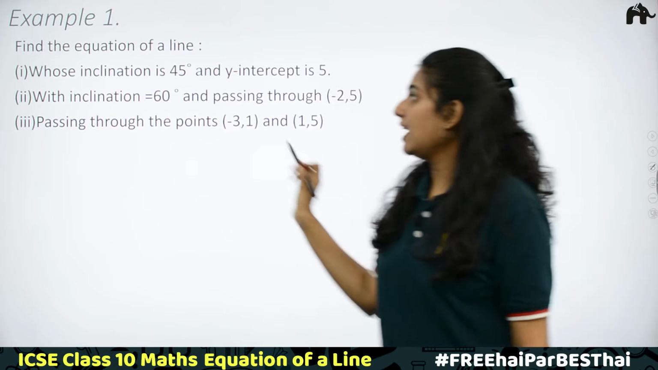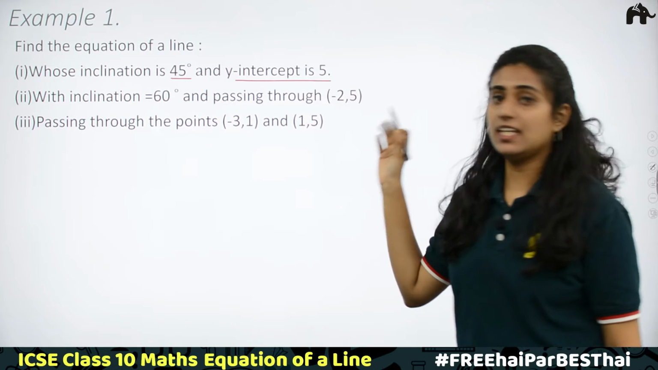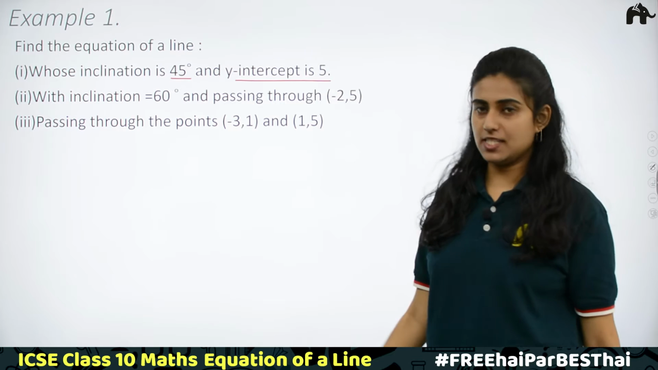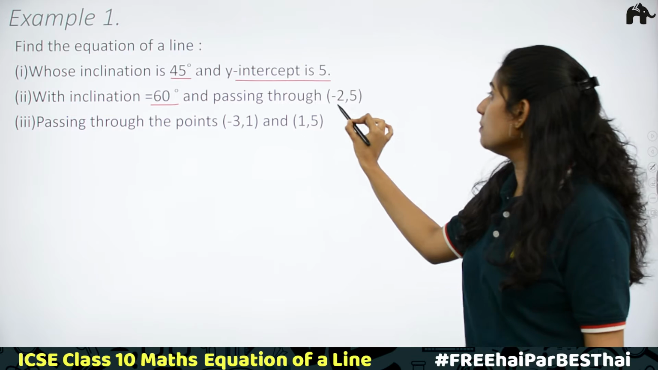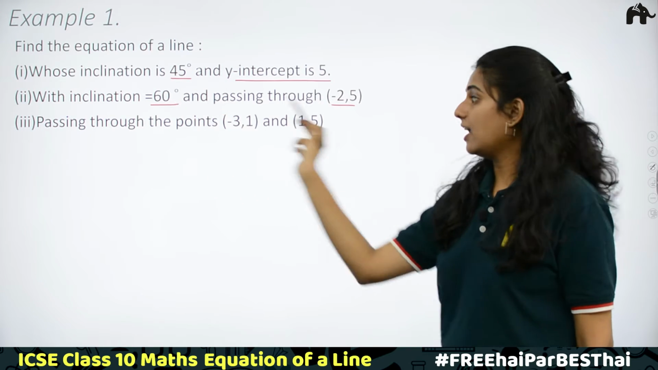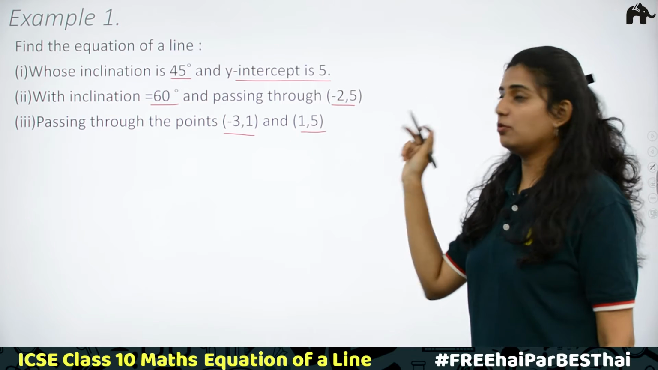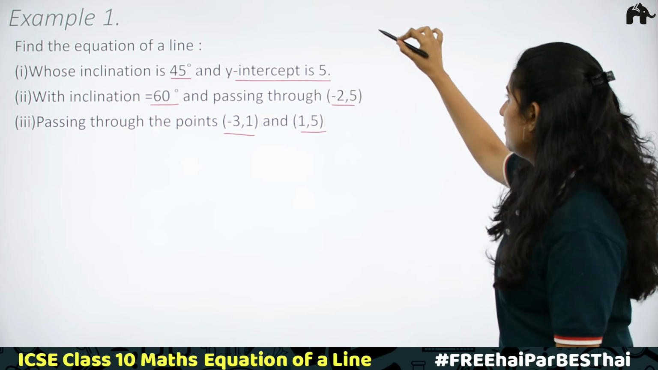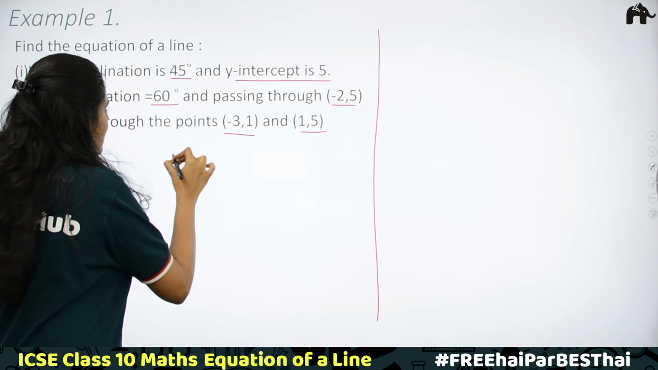Find the equation of a line, first one, whose inclination is 45 degree and y-intercept is 5. Here inclination and y-intercept is given. Second, with inclination equal to 60 degree and passing through -2, 5. Here a point is given and the inclination is given. And the third one, passing through the points -3, 1 and 1, 5. 2 points are given. Let's take the first one. We have all the concepts with us. Just we need to apply.